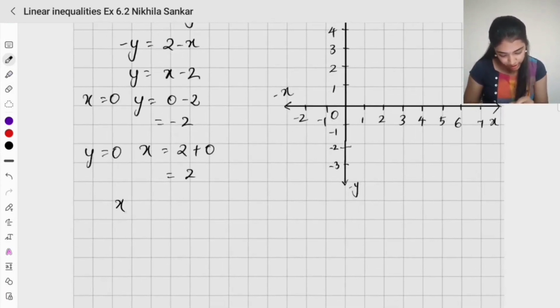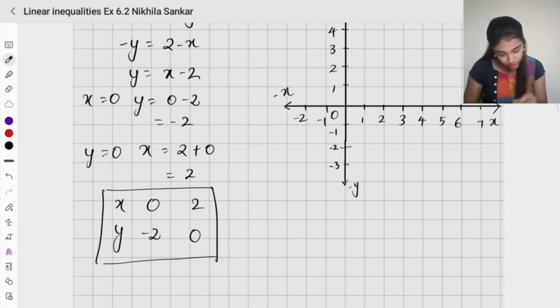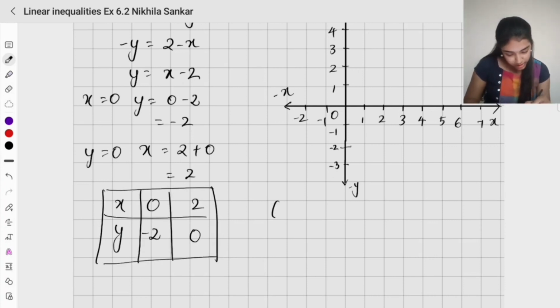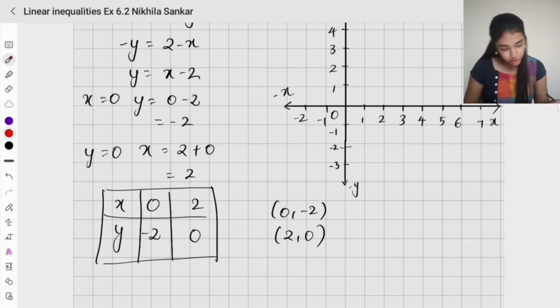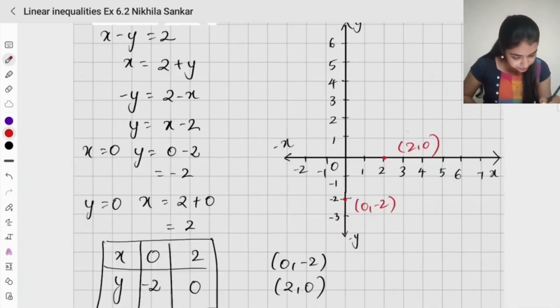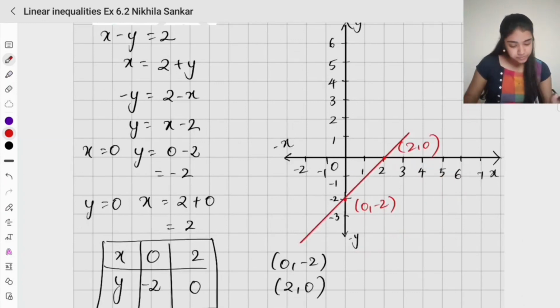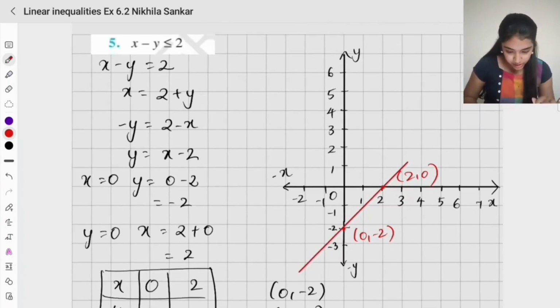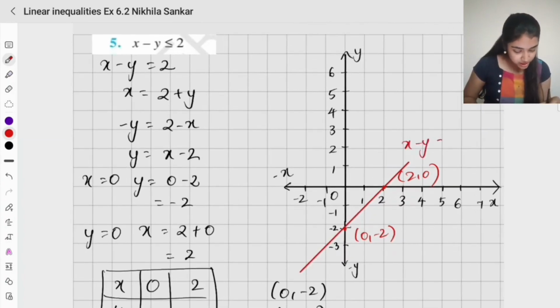But what is the tabular column? x, y. When x is 0, y is going to be minus 2. When y is 0, x is going to be 2. So what is my solution? 0, minus 2 and 2, 0. Now let's draw the graph. 0, minus 2 is going to be this. 2, 0 is this point. So this darker line is going to be the line x minus y equal to 2.